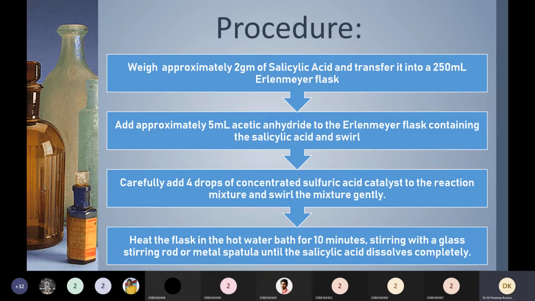Now afterwards, carefully add 4 drops of concentrated phosphoric acid catalyst to this reaction mixture and swirl the mixture gently. Carefully add 4 drops of phosphoric acid catalyst to the reaction mixture and swirl the mixture gently.